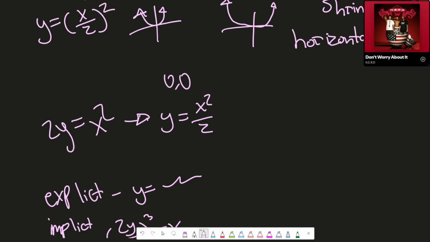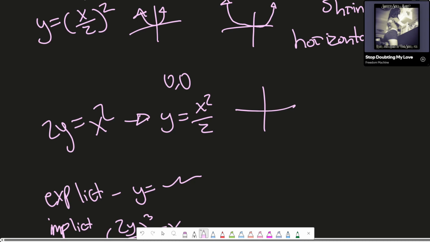And this actually is what we call a vertical shrink. I mean, sorry, a vertical stretch. Yeah, vertical stretch. And that vertical stretch ends up making the graph, as mentioned earlier, 2 times wider.